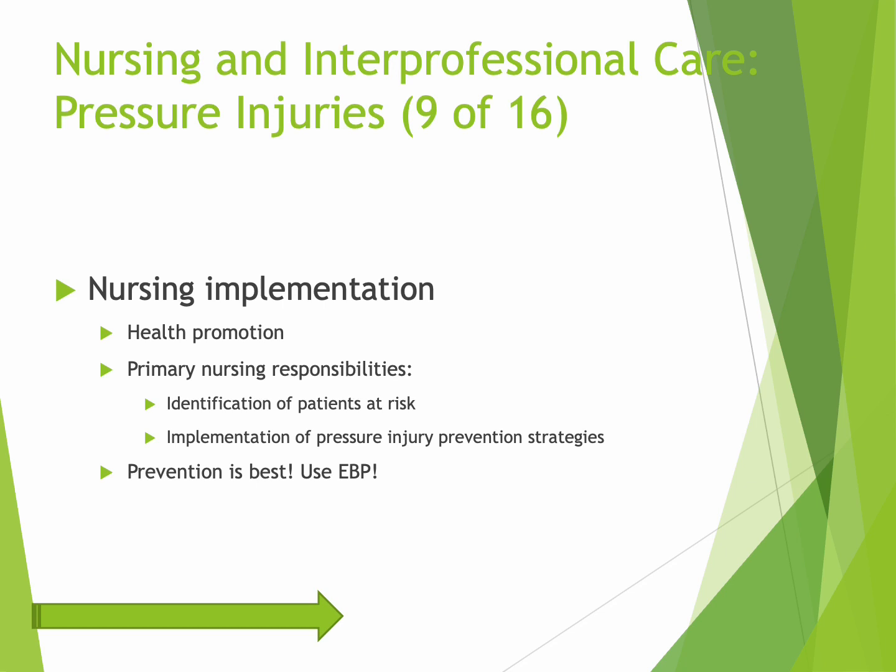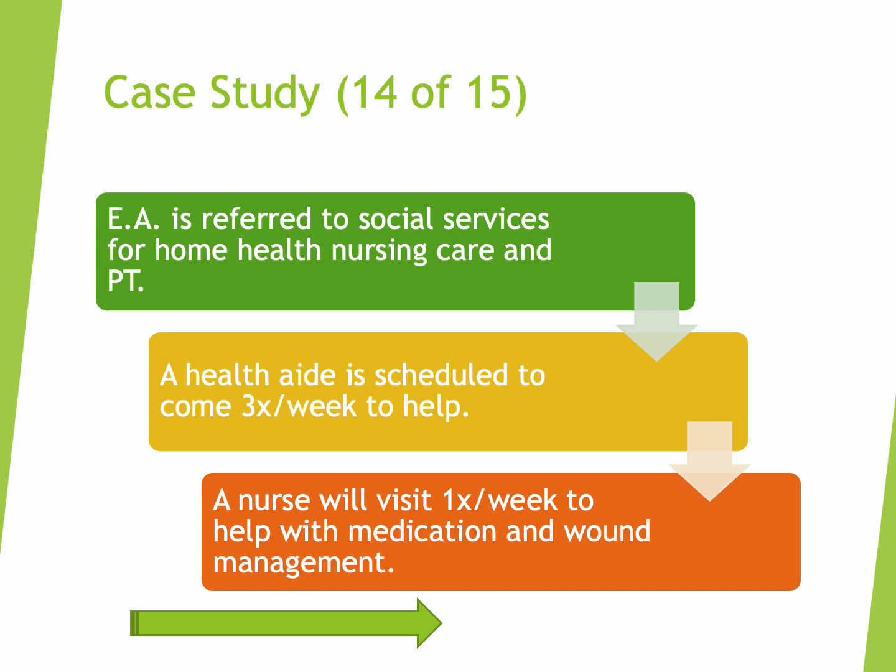All right, so now we're at the end of our case study. EA is referred to social services for home health. We talked about that earlier. Home health aide scheduled to come 3 times a week to do dressing changes makes sense to me. A nurse will visit once a week to make sure medications and wound management has been taken care of.